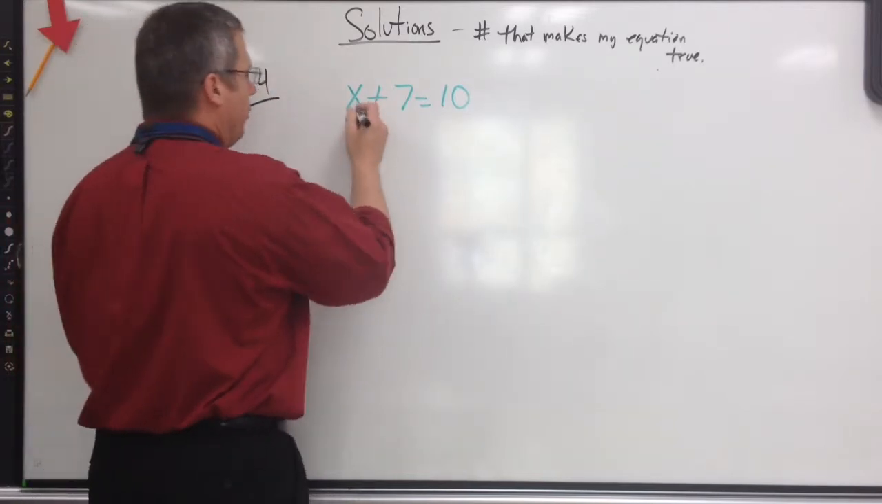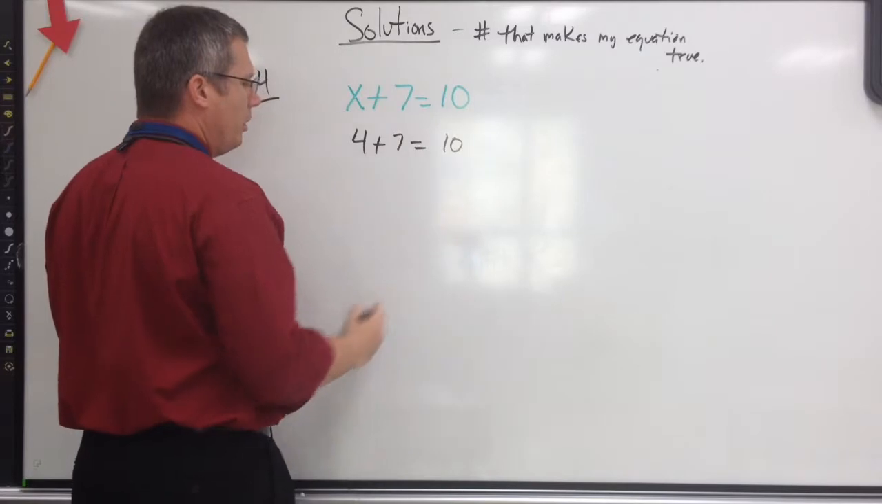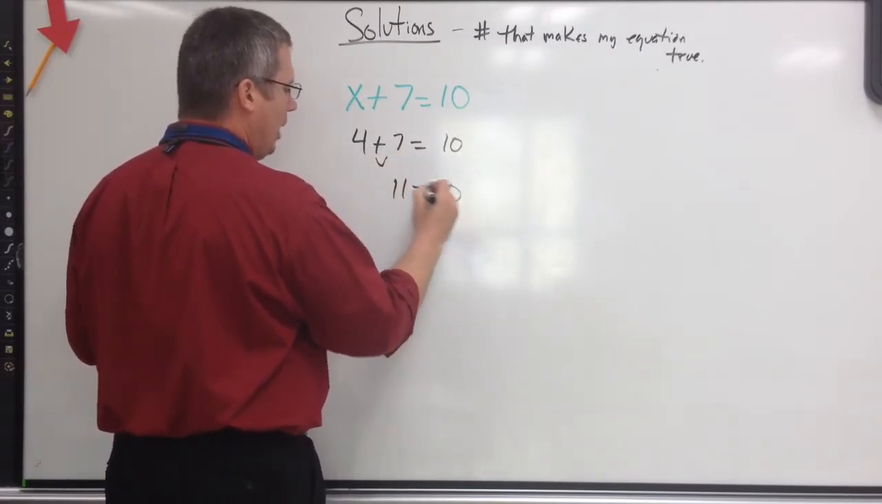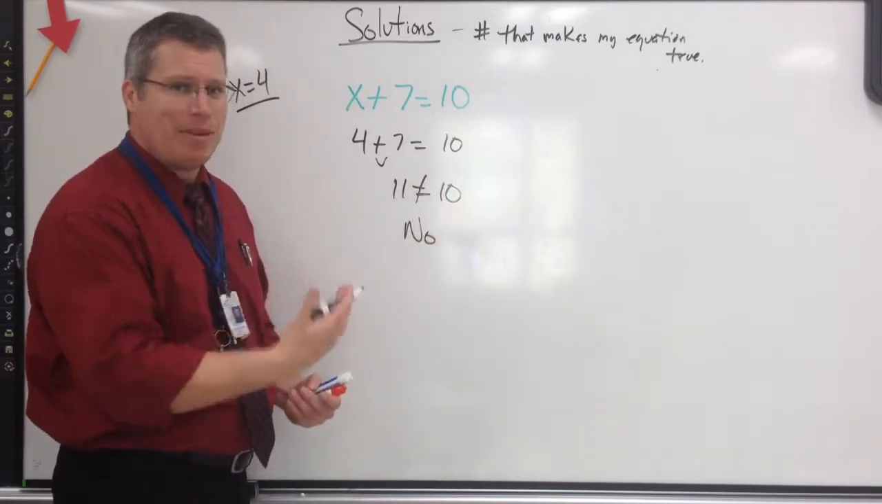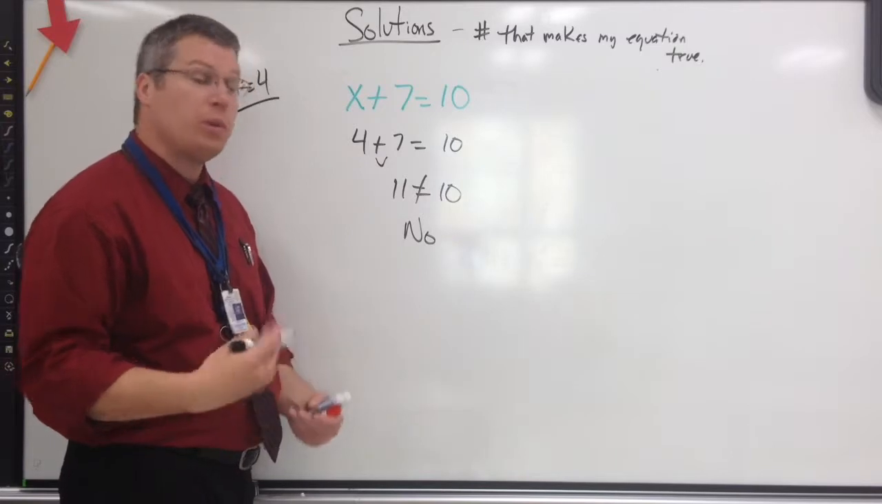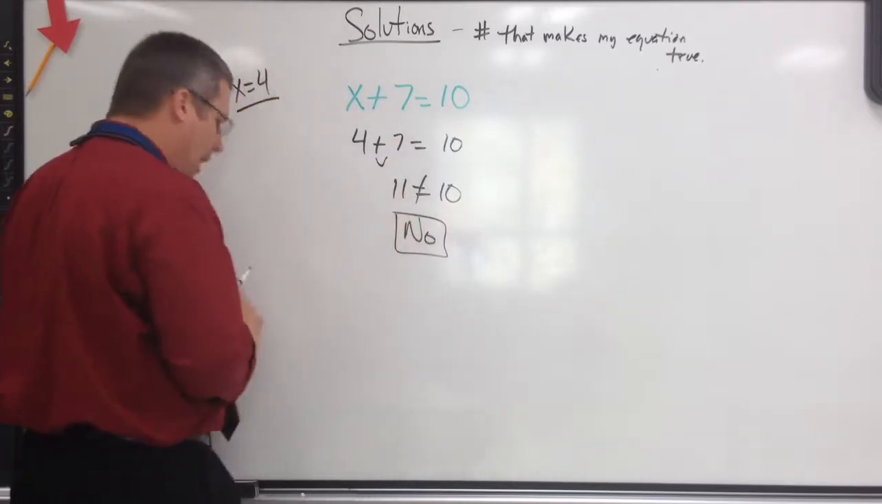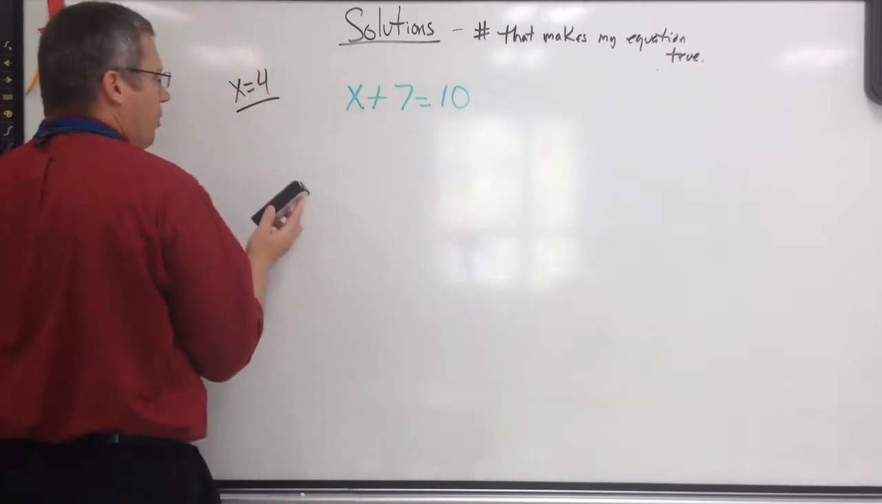Substitute in x equals 4. Okay, so I rewrite 4 plus 7. And the question is, is it equal to 10? Order of operations, 4 plus 7 is 11. Equal to 10? No. So if it's a solution, it's the number that makes my equation true. True means equal on both sides. 4 is not a solution. Okay, so it's not 4.